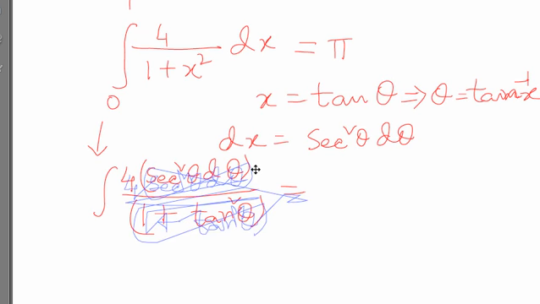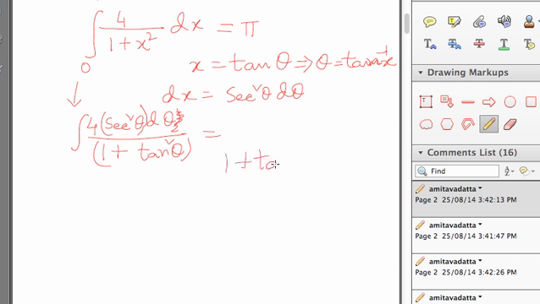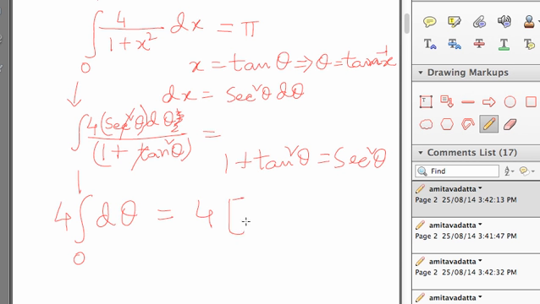Sorry, not the whole thing, but only this part. Because 1 plus tan square theta equals sec square theta, this cancels out, and I'll now put back the limits. What you are left with is 0 to 1. I can take the 4 outside the integral sign, d theta. In other words, I have this integral with the limits 0 to 1.